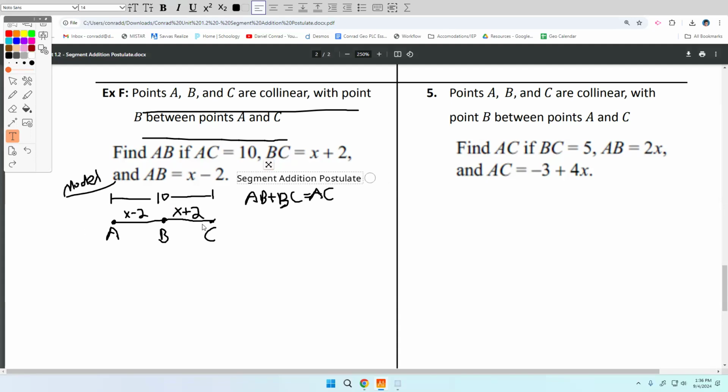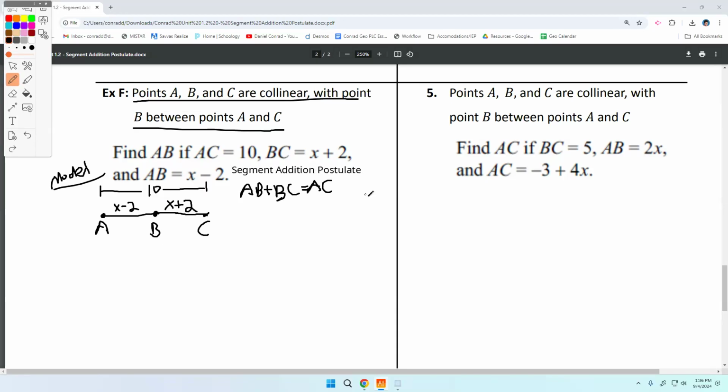AB plus BC equals AC. Okay, now we can substitute those values in. So we have x minus 2 plus x plus 2 equals 10. All right, so combine like terms on this side of the equal sign. That's going to give me 2x. And then negative 2 plus 2 is 0. So it just ends up being 2x equals 10. Divide by 2 on both sides. I get x equals 5.